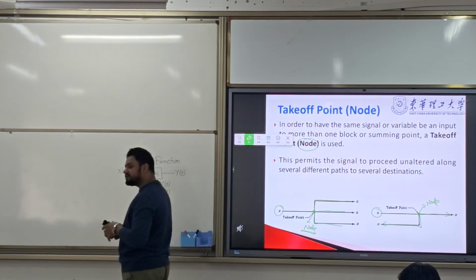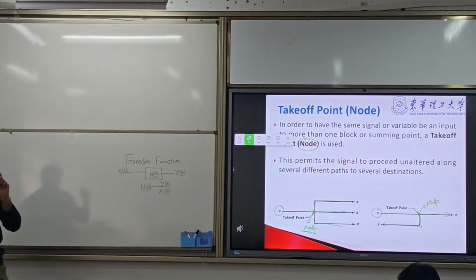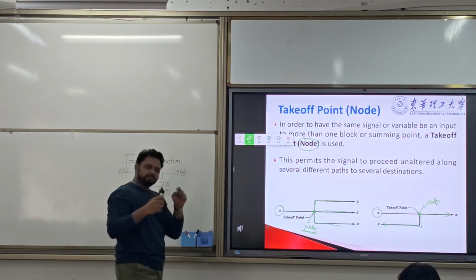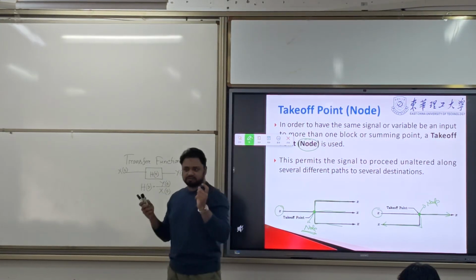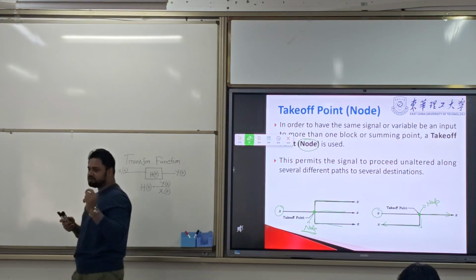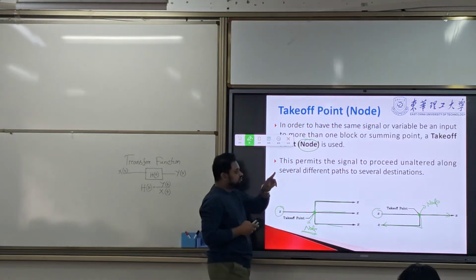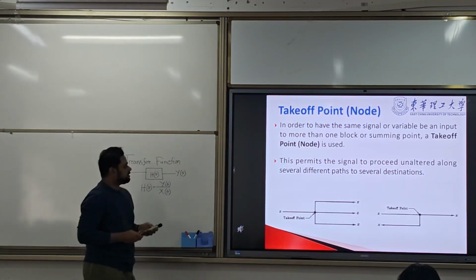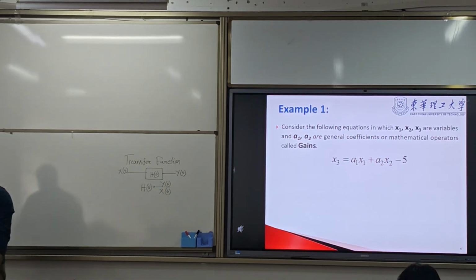So there are 2 points in the block diagram you need to understand: summing point and takeoff point. Summing point, many signals can join at that point. Takeoff point, the same signal will go in different directions. So these are the 2 basic things you need to understand for the fundamentals of block diagram.